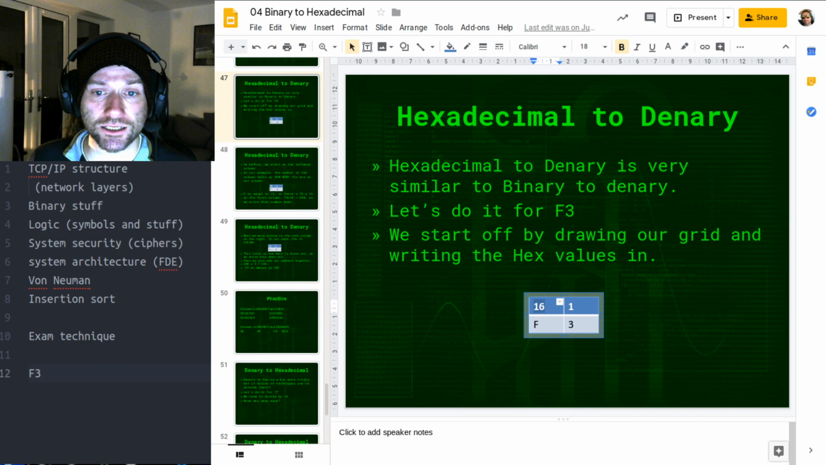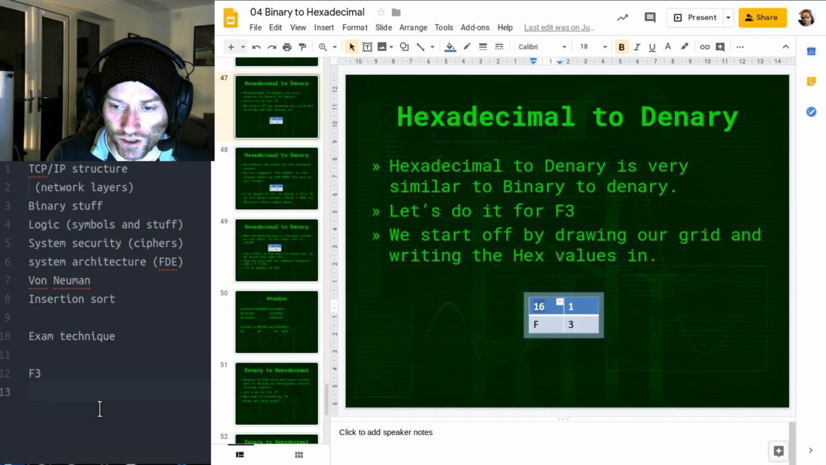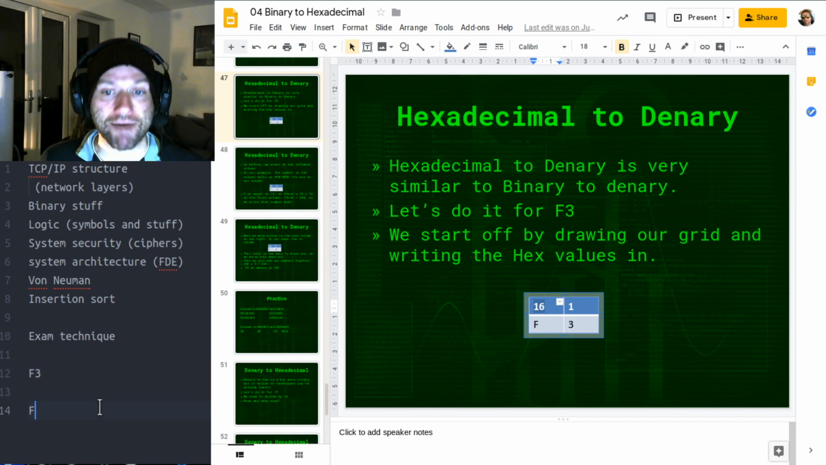Now with F3, there's 2 things that you need to do, right? And everyone always forgets the first one. And when I say everyone, I mean everyone that gets it wrong will forget the first one. Okay, we are taking that first digit. That first digit is F. What is F as a denary number? Yes, F equals 15.